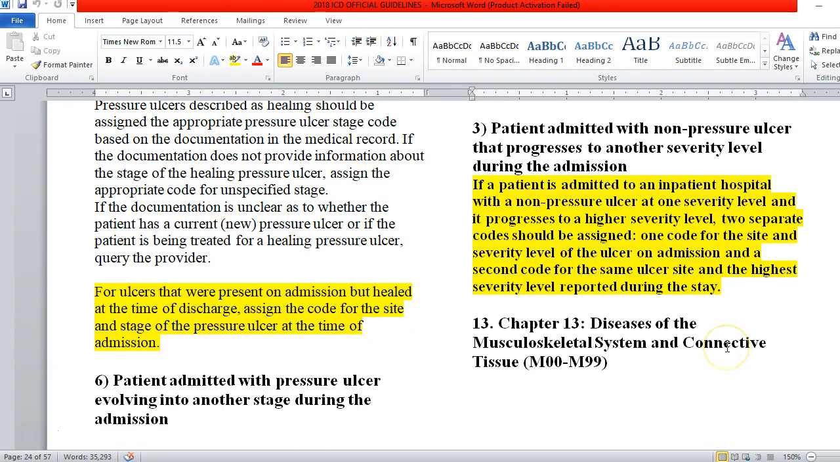All right, so if a patient is admitted with a non-pressure ulcer that progresses to another severity level during admission. So if a patient is admitted to an inpatient hospital with a non-pressure ulcer at one severity level and it progresses to a higher severity level, two separate codes should be assigned. One code for the site and severity level of the ulcer on admission, and a second code for the same ulcer site at the highest severity level reported during the stay. So again, the biggest thing we need to know: pressure ulcer, non-pressure ulcer, anatomic site, severity. But let's look at the difference with the L97 codes.